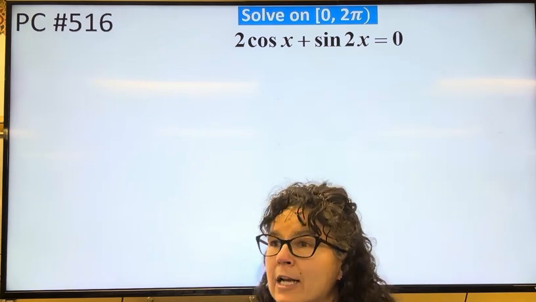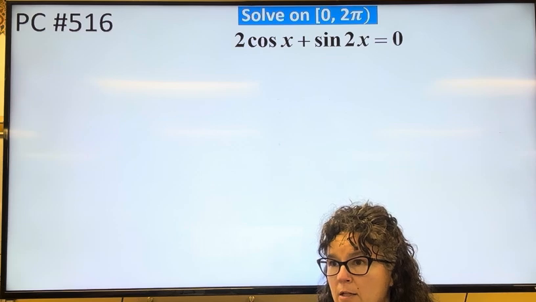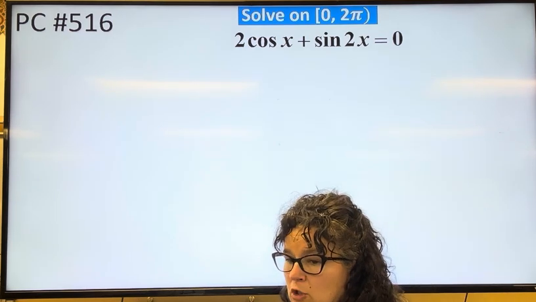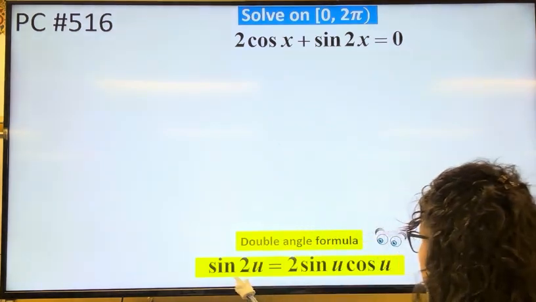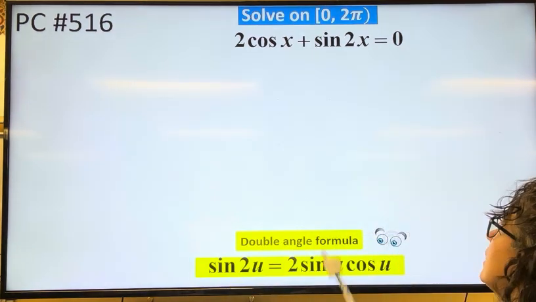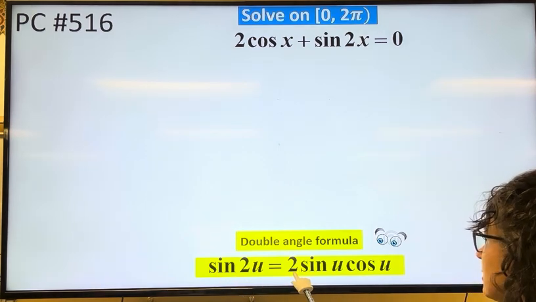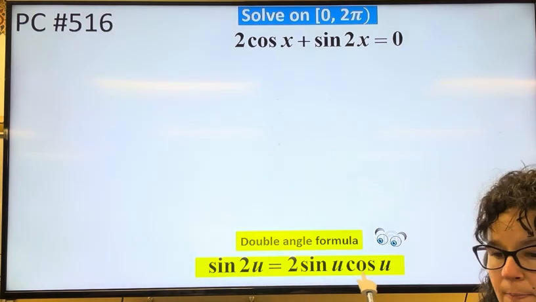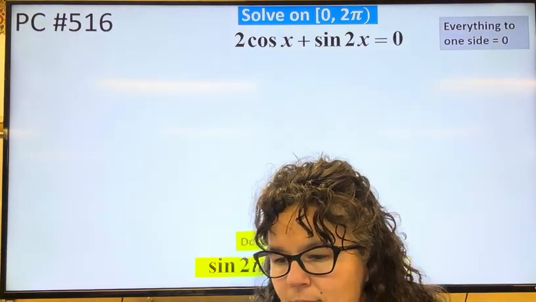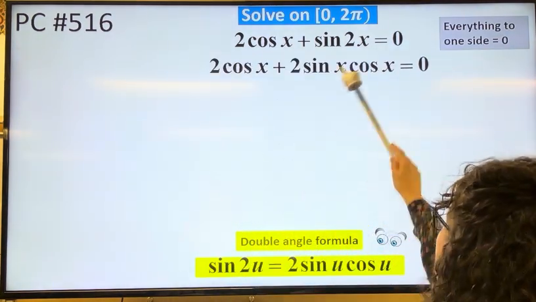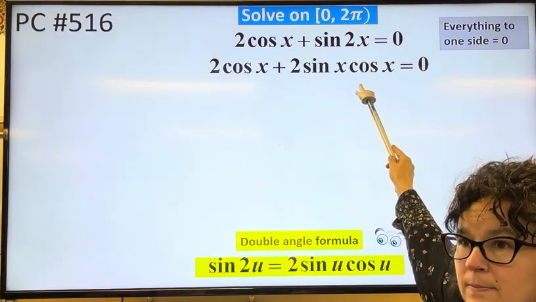So I see sine of 2x, and that is a double angle formula. So I'm going to make a substitution using the double angle formula. Here's our double angle formula. In our case, our variable is x, so the sine of 2x is going to be 2 sine x cosine x. When I make that substitution, that sine of 2x became 2 sine x cosine x.